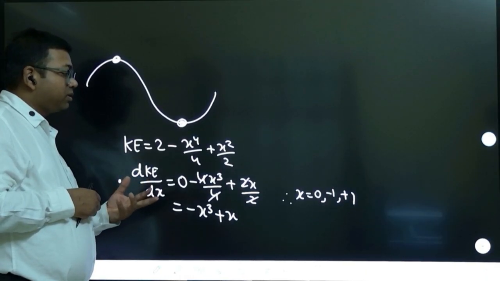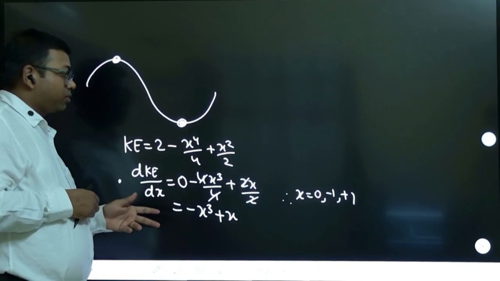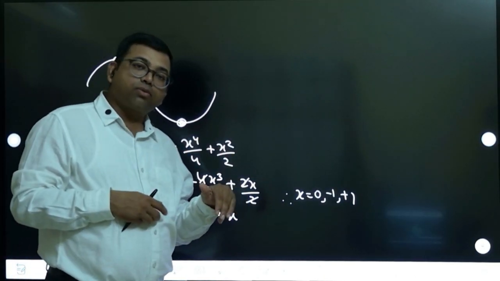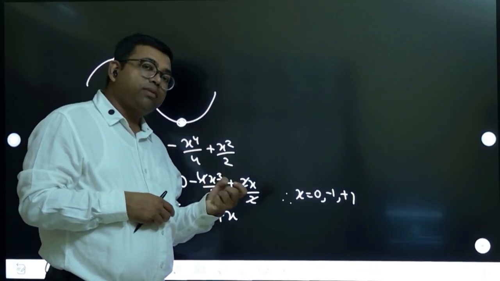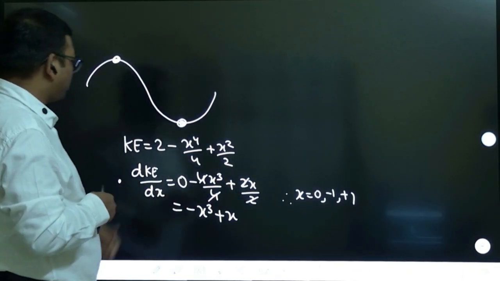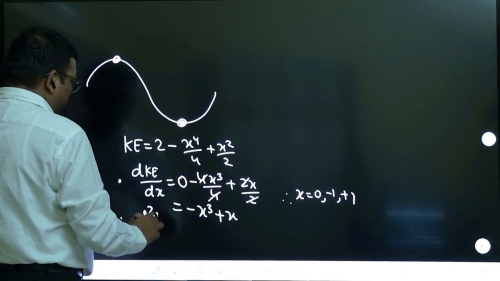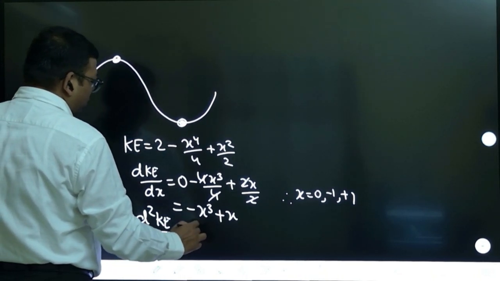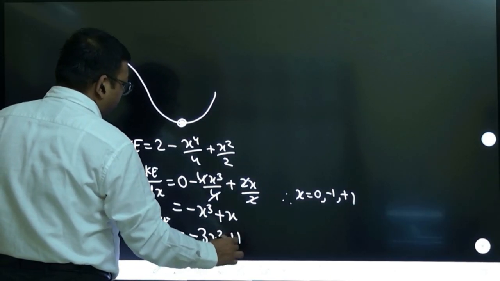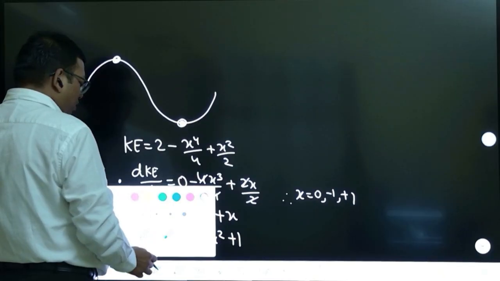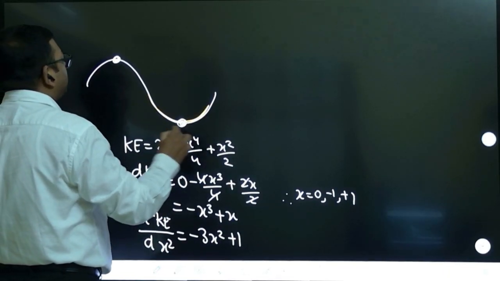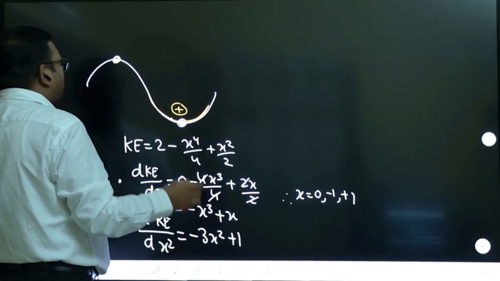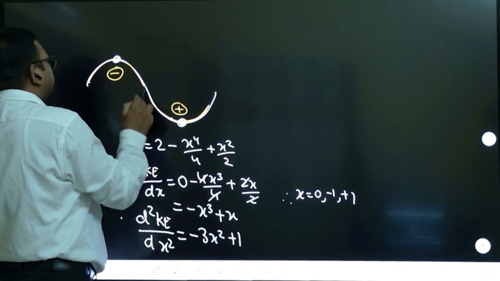Now your question is, how do you know whether a maximum or minima is there? There are two approaches. One is you calculate double differentiation. Double differentiation will give the shape, whether concave or convex. Suppose I do double differentiation of this, minus this becomes minus 3x^2 plus 1. Right? Now if double differentiation is positive, then that will be minima. Double differentiation negative is convex, that will be maxima.